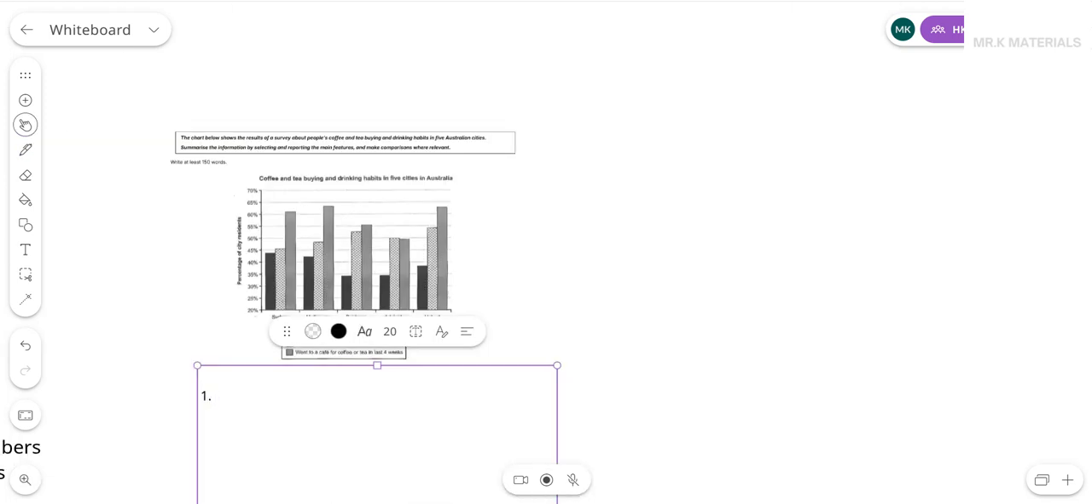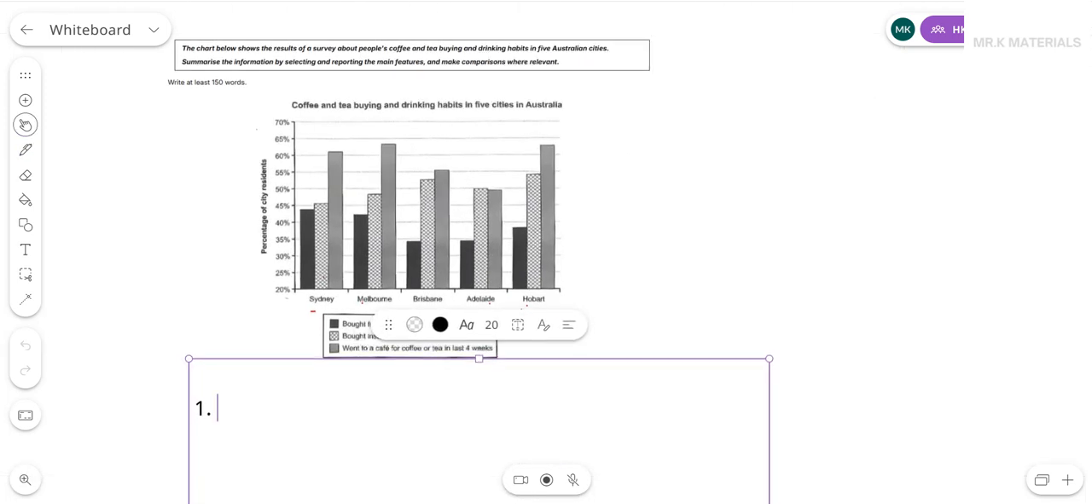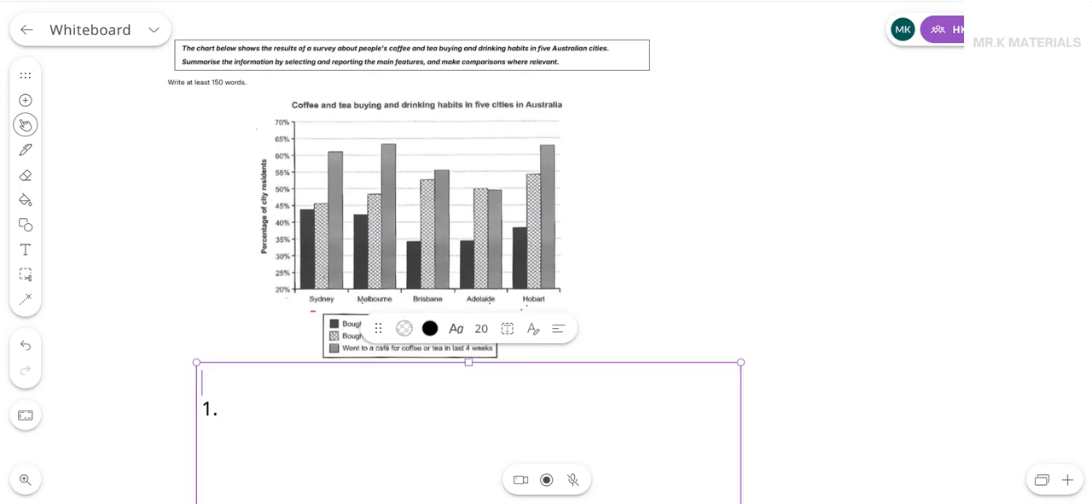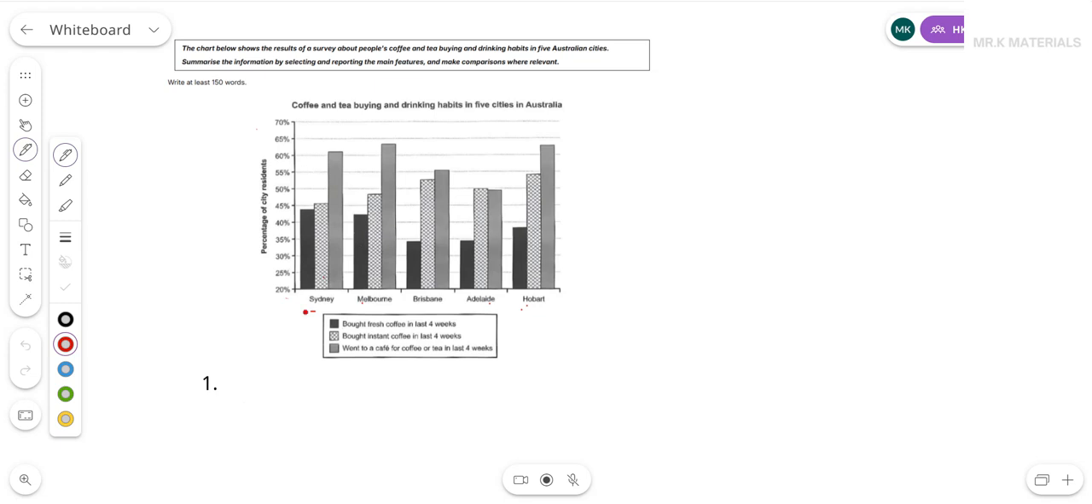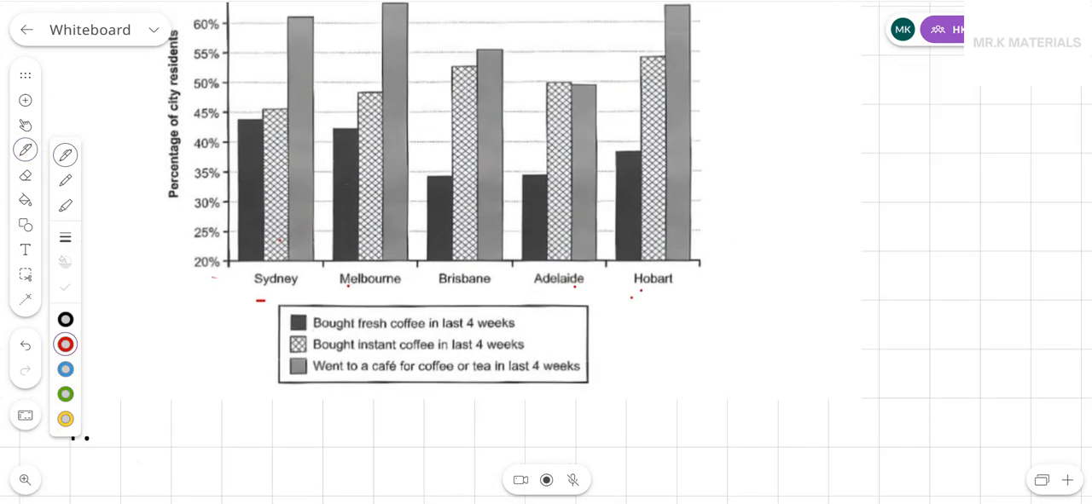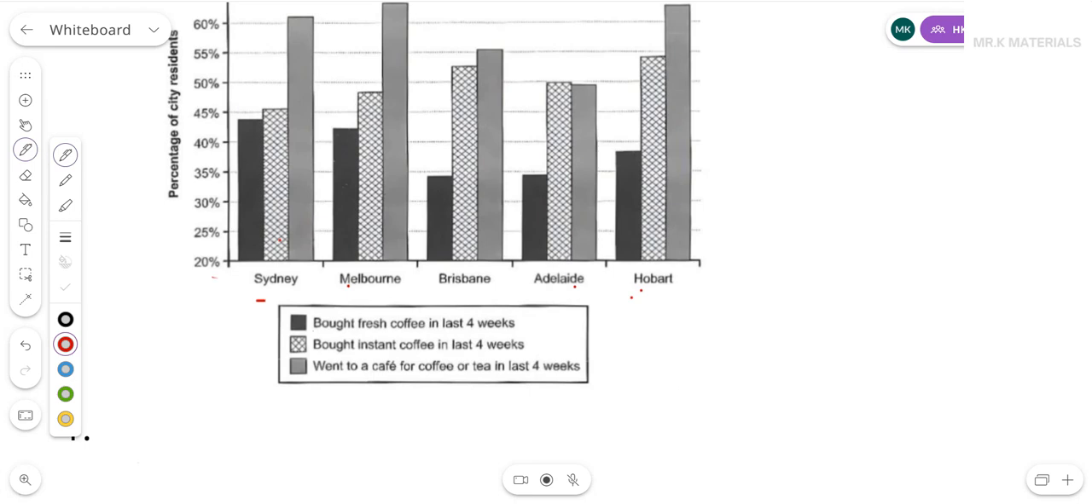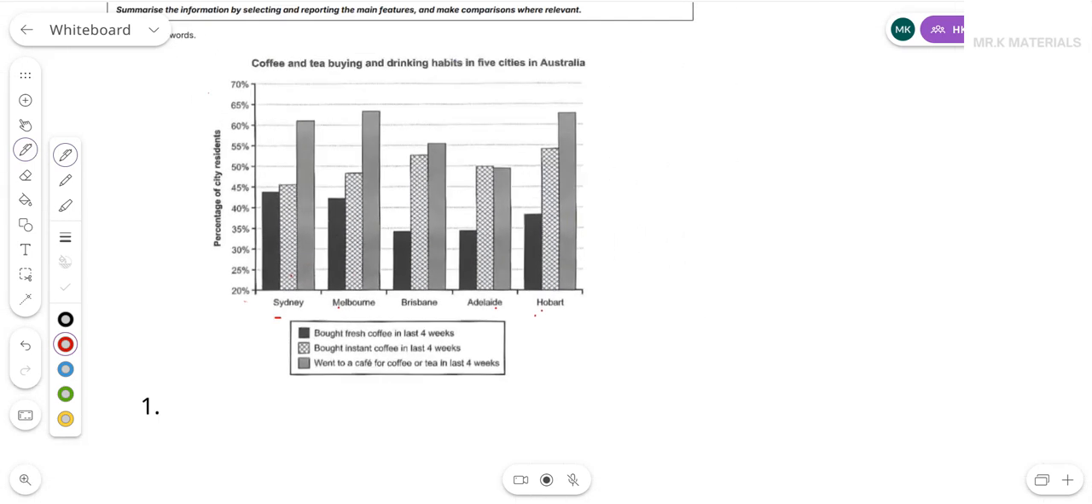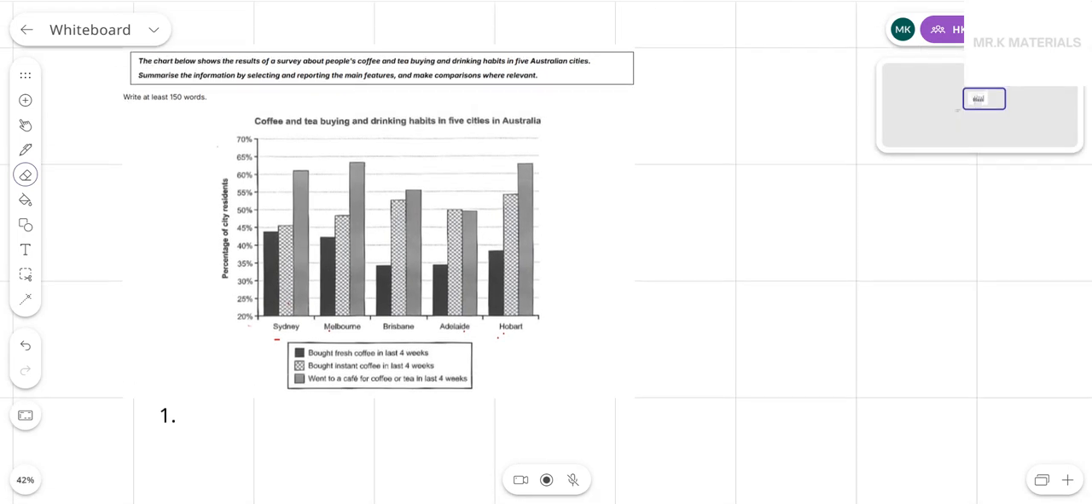So the first key feature, again, usually my approach is that I always go with categories. Not always. When I see that it is convenient to go with cities or with years, I'll go with years or with cities. But here you see I have only three categories, so it will be really organized and it will not get messy. It will be easy, simple, logical. So first I will select the key features of buying fresh coffee, then buying instant coffee, then going to a cafe.